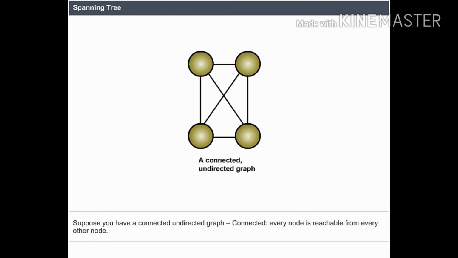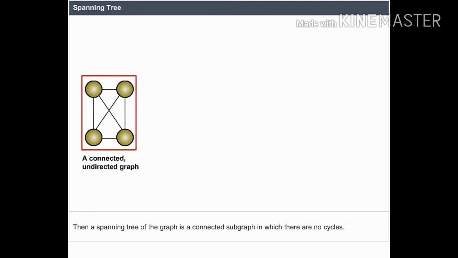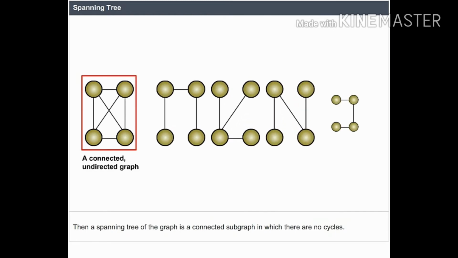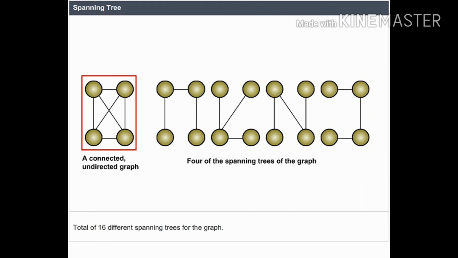Spanning tree. Suppose you have a connected undirected graph. Connected: every node is reachable from every other node. Undirected: edges do not have an associated direction. Then, a spanning tree of the graph is a connected subgraph in which there are no cycles. There are a total of 16 different spanning trees for this graph.